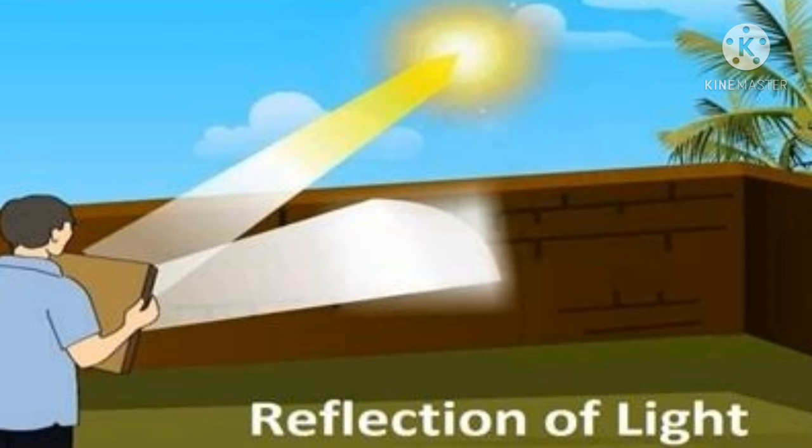When a parallel beam of light falls on an irregular surface, it gets reflected in different directions. This type of reflection is known as diffused reflection. For example, reflection in rippling water.